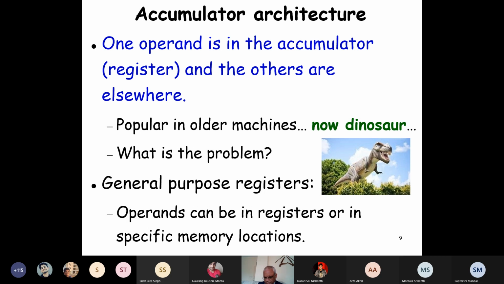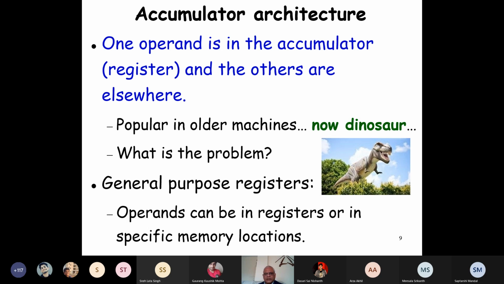This is Archit, right? Yes, sir. See, extra operations have to be done, not memory operations. Extra operations or instructions have to be executed to bring the operand into the accumulator. If it is a general purpose register, wherever it is, you can just execute it.